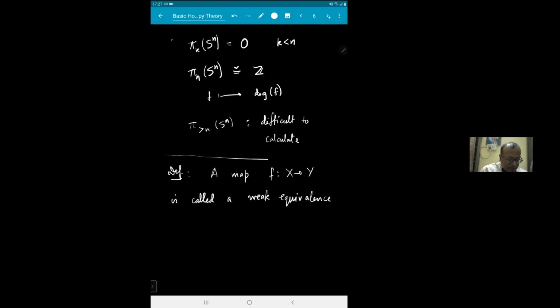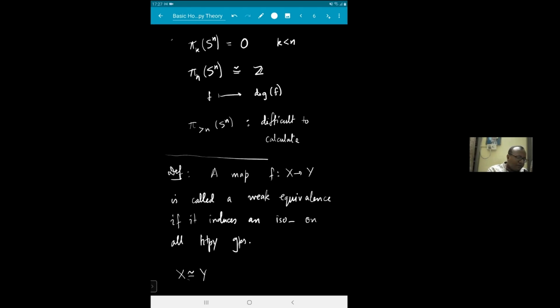Equivalence. If it induces an isomorphism on all homotopy groups, okay, and we write it like this. This notation we also use for weak equivalence, and it's maybe a little bit of a confusion if you are wondering that we use the notation for homotopy also, but we take that liberty here.